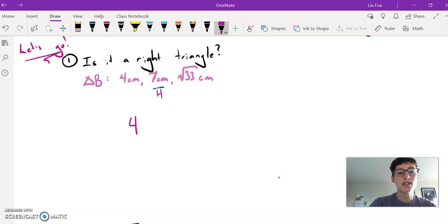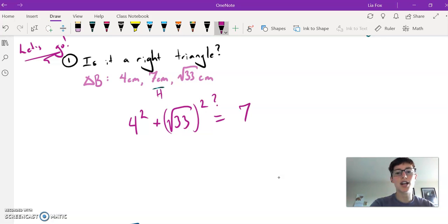I'm going to see what happens when I do 4 squared, which is one of my legs, plus the square root of 33 squared. Notice those will cancel. It's another one of my legs. And does that actually end up equaling 7 squared, the length of my hypotenuse?